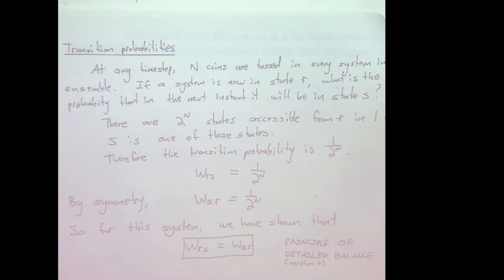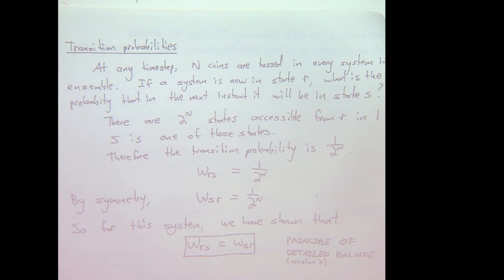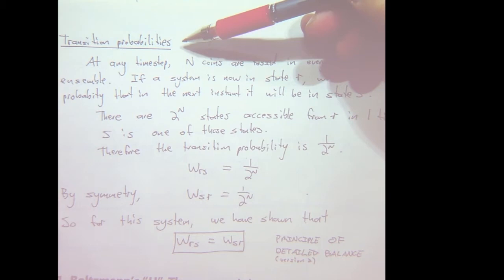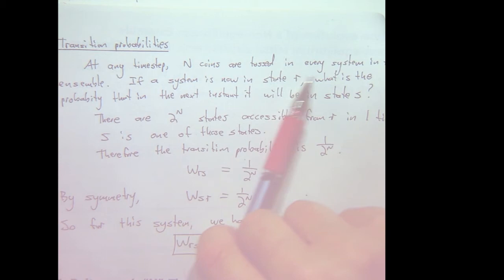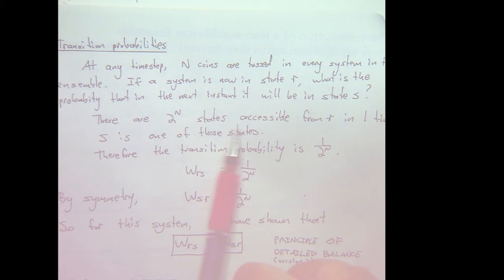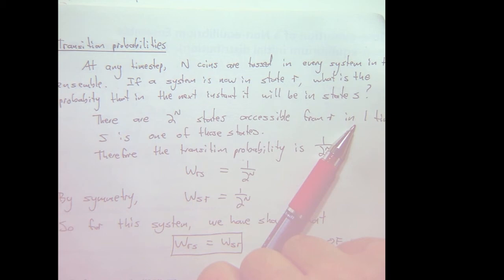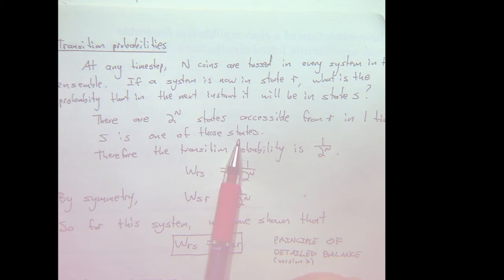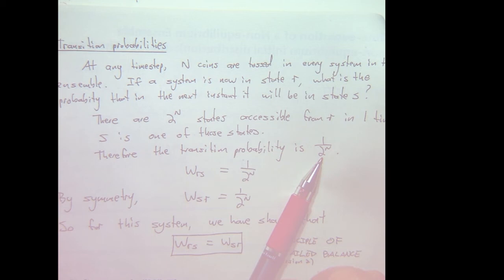Now a little bit of quantitative, and this is extremely interesting. It's actually from Reif Appendix 12. So let's talk about transition probabilities. At any time step, you have n coins tossed in every system in the ensemble. If a system is now in state R, what is the probability that in the next instant it will be in state S? Well, there are 2 to the n states accessible from R in one time step, obviously. S is one of those states. Therefore, the transition probability is 1 over 2 to the n. Seems reasonable? So we would say W_RS equals 1 over 2 to the n.